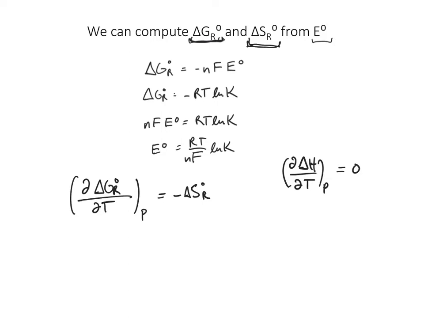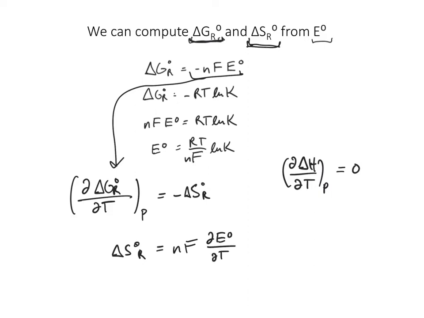and it's a perfectly valid assumption to make for reactions that are occurring in solutions. So anyways, there you have it. We can plug in our derivative from here directly into this spot over here. We can pull out the n, we can pull out the F, because those are constants. So as a result, we can say the entropy is going to equal nF times the derivative of that electromotive force with respect to temperature at constant pressure.